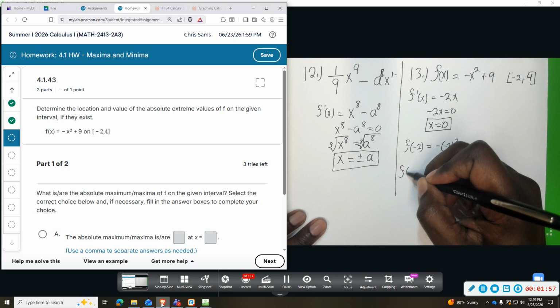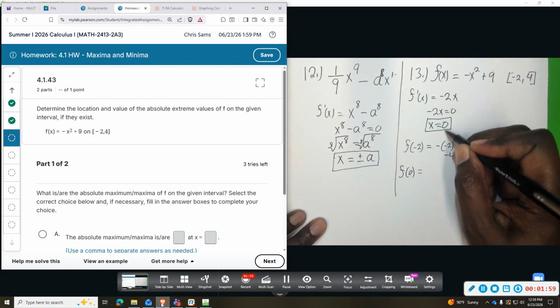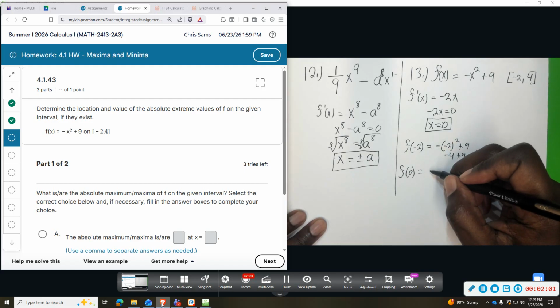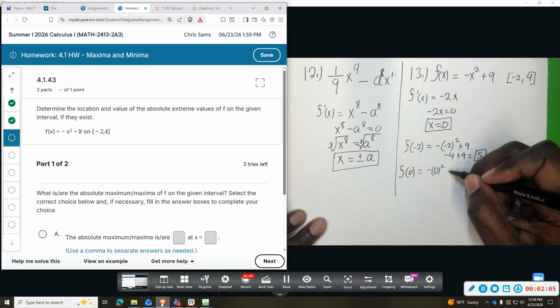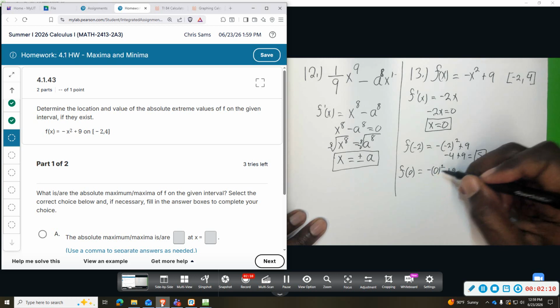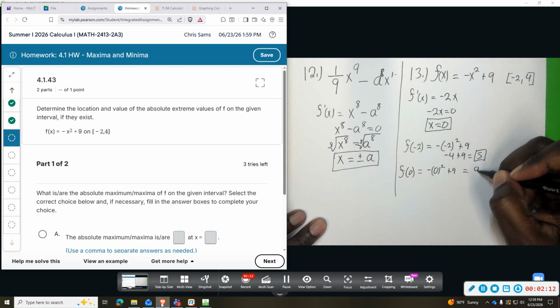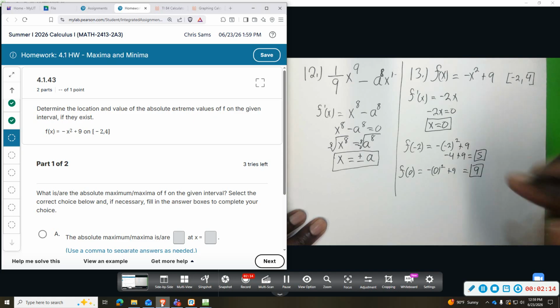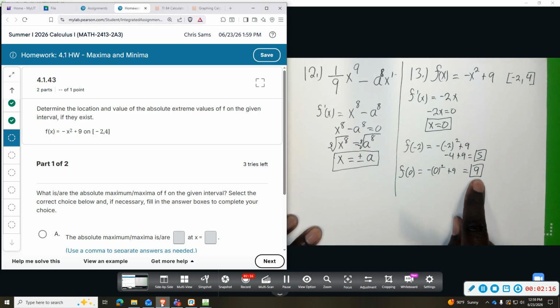We can plug in 0. That was our critical point in the middle. So we get a negative 0 squared plus 9. 0 squared is 0. Still 0. This is going to give us 9. So at x equals 0, we get a y value of 9.